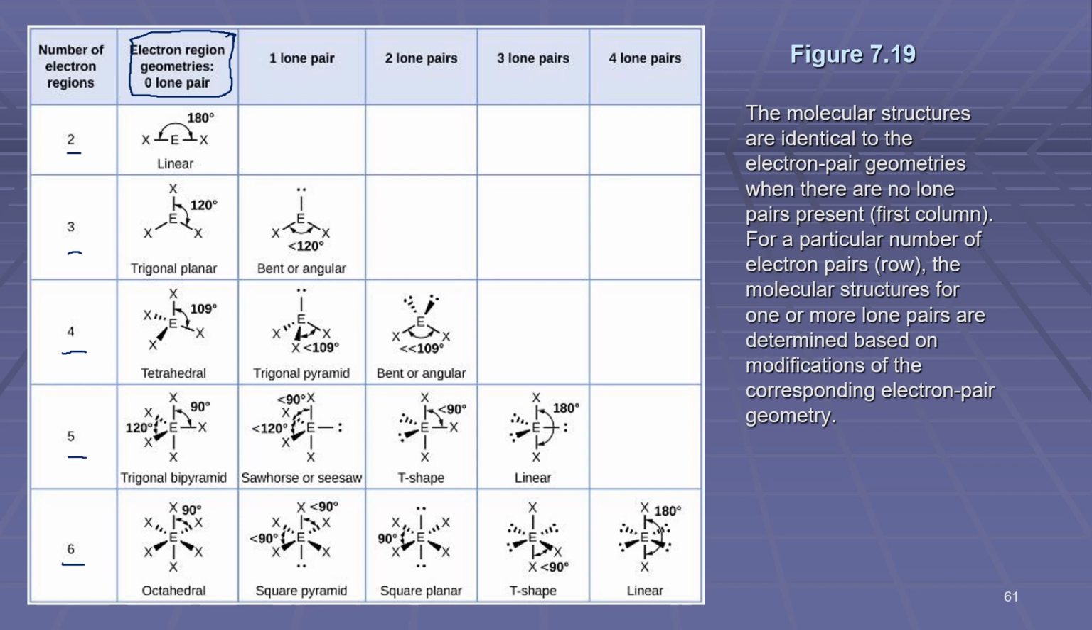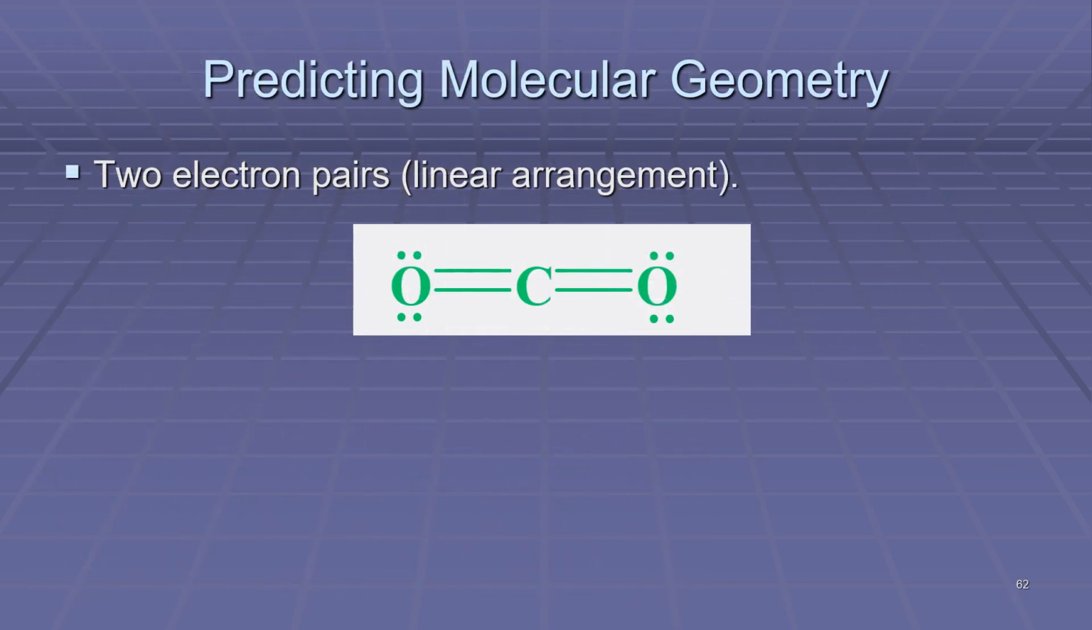If you have 5 total domains and 2 unshared pairs, it's T-shaped. If you have 6 domains and only 2 unshared pairs, then it's square planar, and then linear, T-shaped, and linear. Anyway, you can study that. So let's just do a few examples.